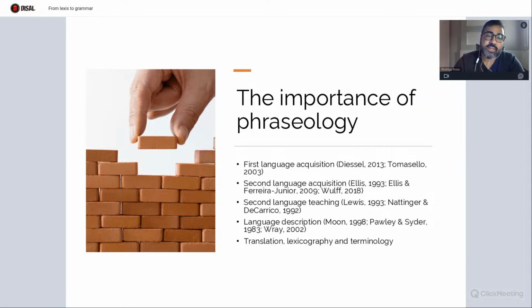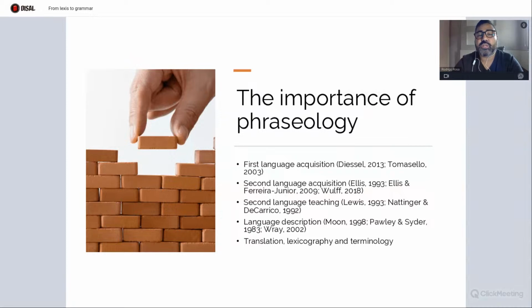Needless to say, in second language contexts, we have many publications going over the very close relationship between the learning of a foreign language and phraseology, in other words, chunks of language. We have Rod Ellis, but also Nick Ellis, specifically the one I'm quoting here is Nick Ellis, in 1993.